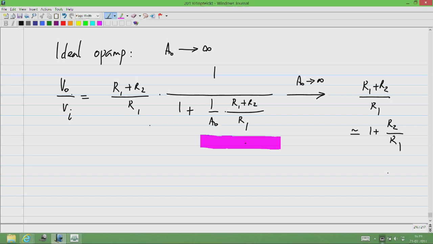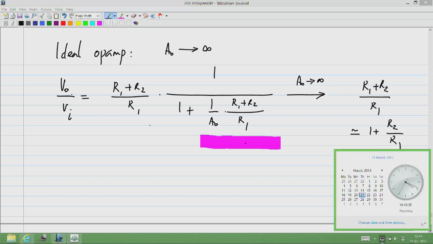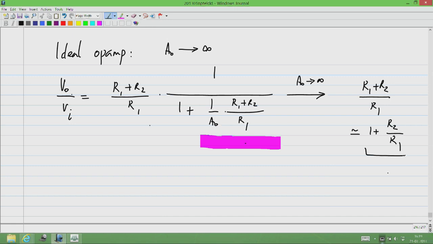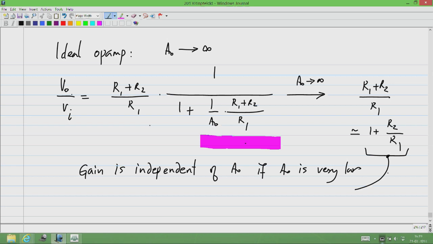So the important thing is that the gain is independent of A0 if A0 is very large. If A0 is very large, the second term in the denominator is much smaller than 1 and can be ignored completely. So this entire thing becomes 1 and V0 by Vi will be R1 plus R2 by R1.